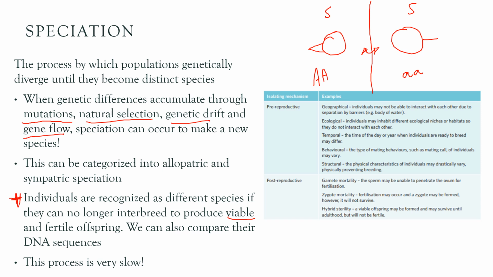And this is a really, really slow process. So the time it takes to accumulate these mutations, have individuals selected for all these things is very, very slow.